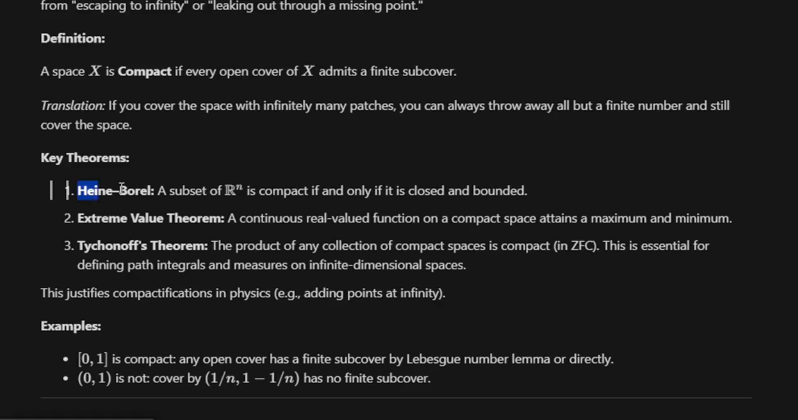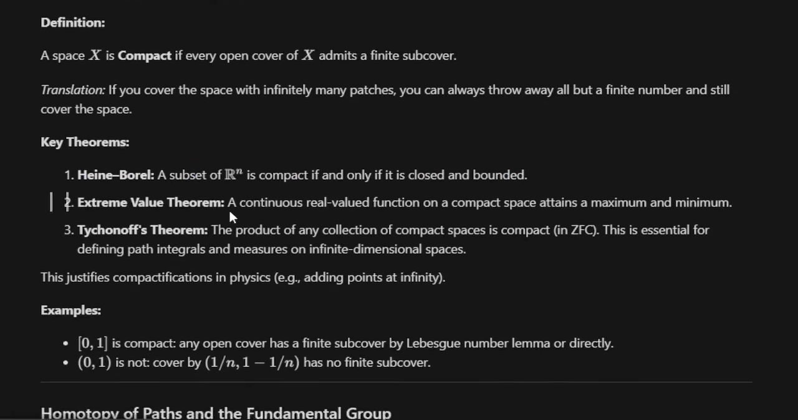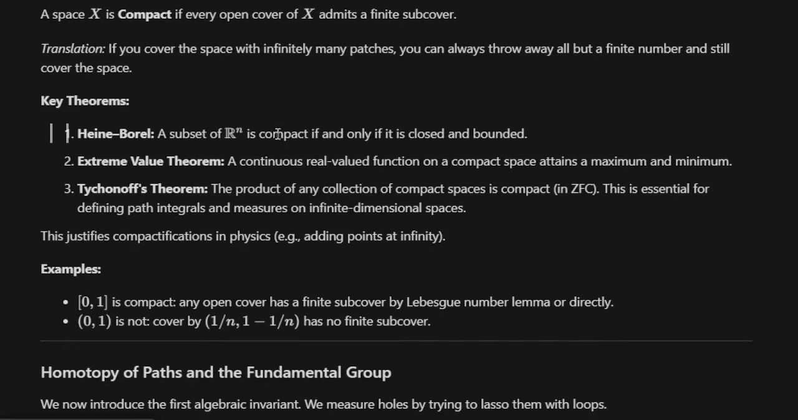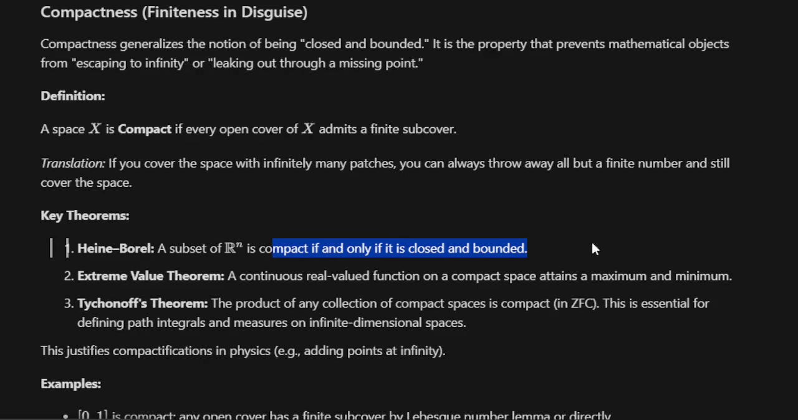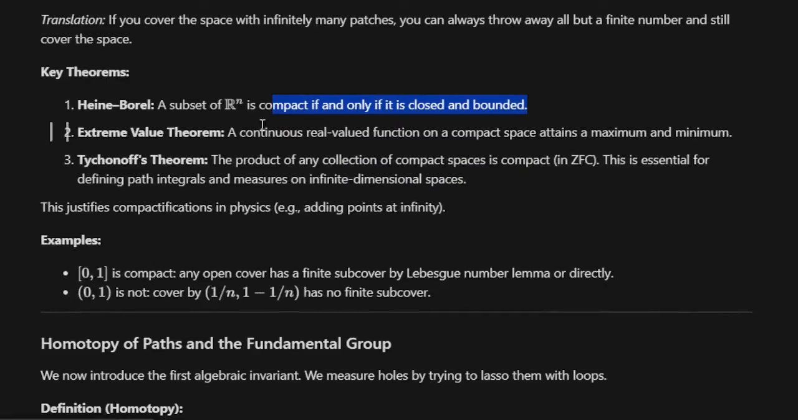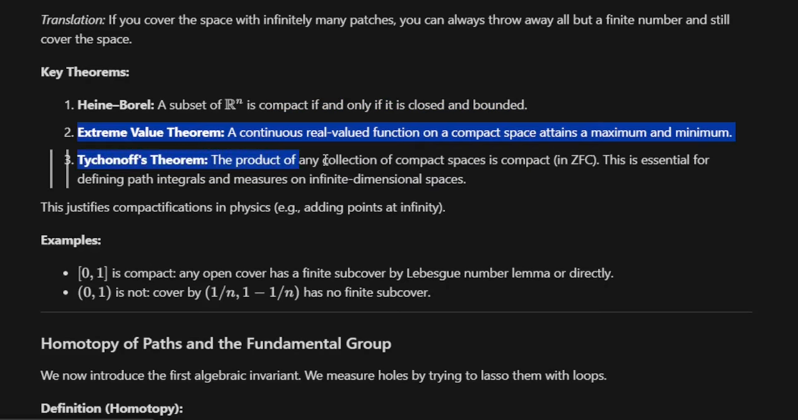So key theorems are the Heine-Borel theorem: a subset of R^n in n dimensions is compact if and only if it is closed and bounded. Oh, and by the way, about the flat Earth thing, I was just trying to say that for views, I guess. I don't know where I was going with that. Extreme value theorem: a continuous real function on a compact space attains a maximum and minimum.